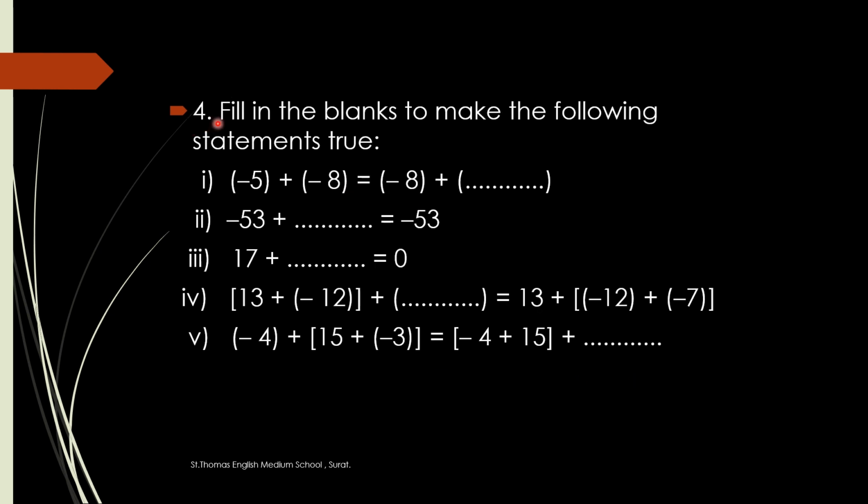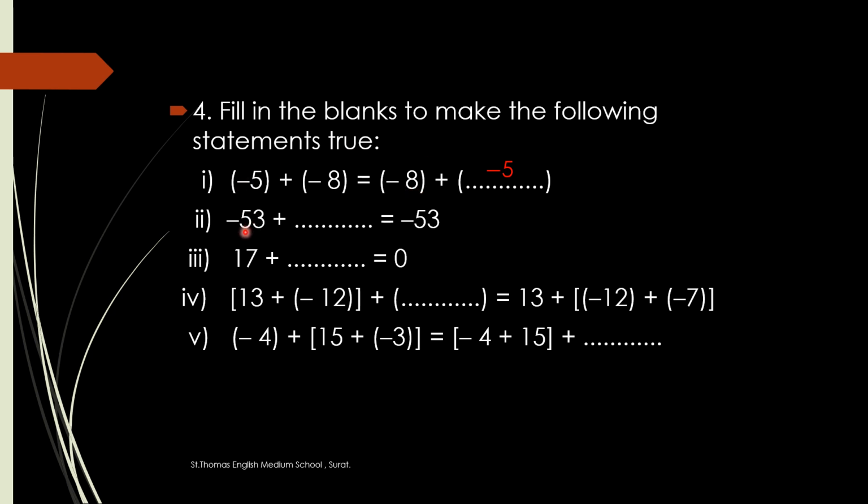Question number 4. Fill in the blanks to make the following statements true. First one, minus 5 plus minus 8 is equal to minus 8 plus dash. So what is the answer that comes here? Here minus 5 plus minus 8. So which property can we say this? Commutative property. So we can add in any order. So here minus 8 comes first. So the answer is minus 5. Minus 8 plus minus 5.